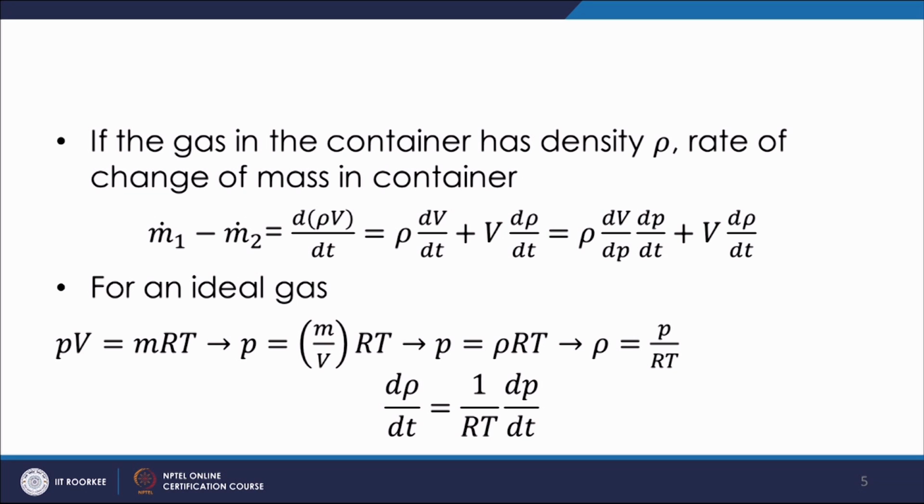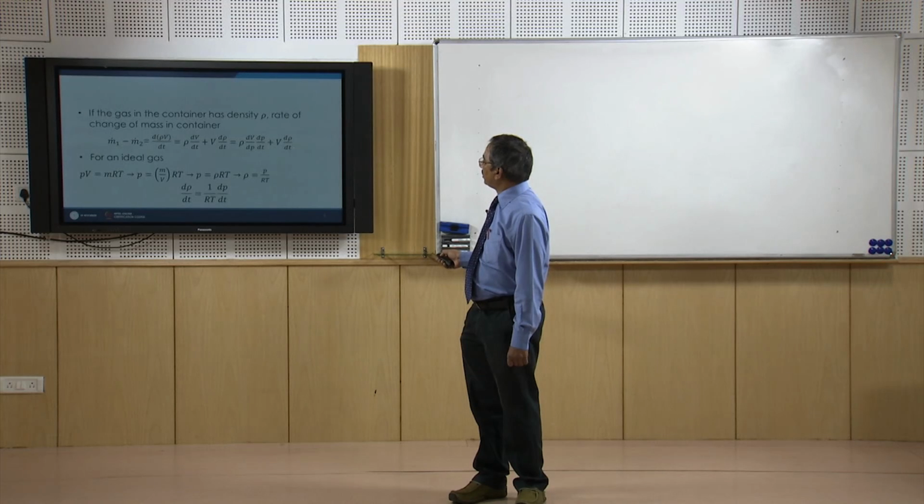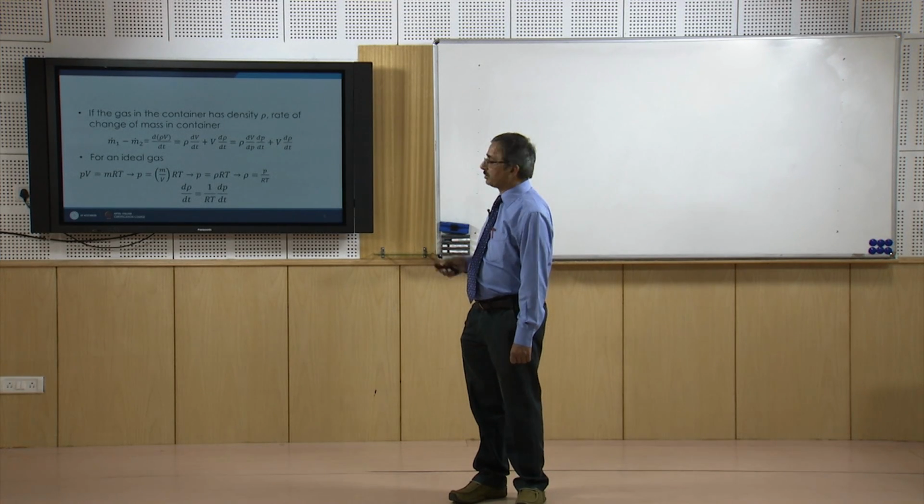Now, for an ideal gas, we know the gas law, that is PV is equal to mRT. From here I can define P as m by V into RT, or this is rho RT, or from here I can write rho as P by RT. So, from here I can define d rho by dt as equal to 1 by RT into dP by dt. Basically I am trying to define this term in this equation.